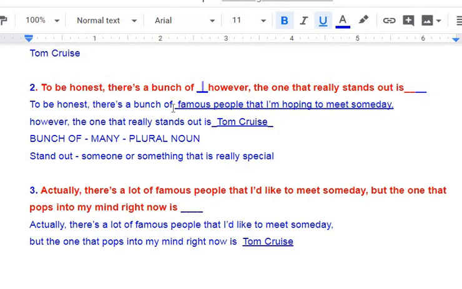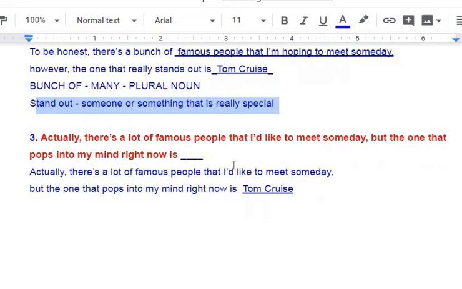So for example, the topic is describe a country that you would like to visit. You have to change it into a plural form. You have to say, to be honest, there's a bunch of countries that I'd like to visit. So it should be in the plural form. And then after this one, the one that really stands out, you have to say the main topic. Okay? Stand out, by the way, it means someone or something that's really special for you.